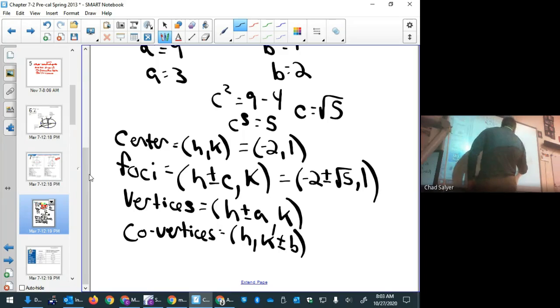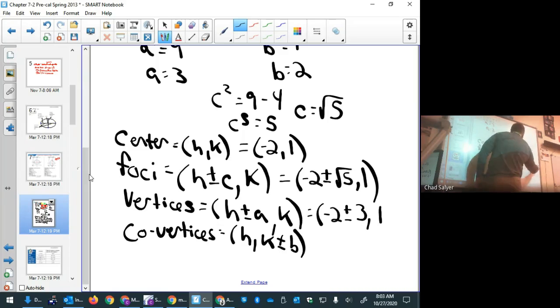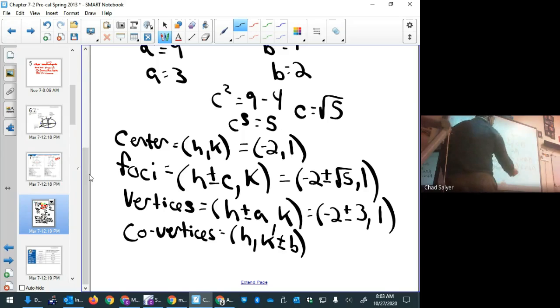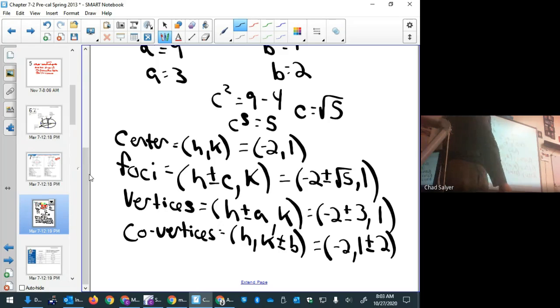And then the vertices are going to be -2 plus or minus 3, comma 1. And then the co-vertices are going to be -2, comma 1 plus or minus 2, like so. So if you can find all that, you can get 100% on those questions on the test.